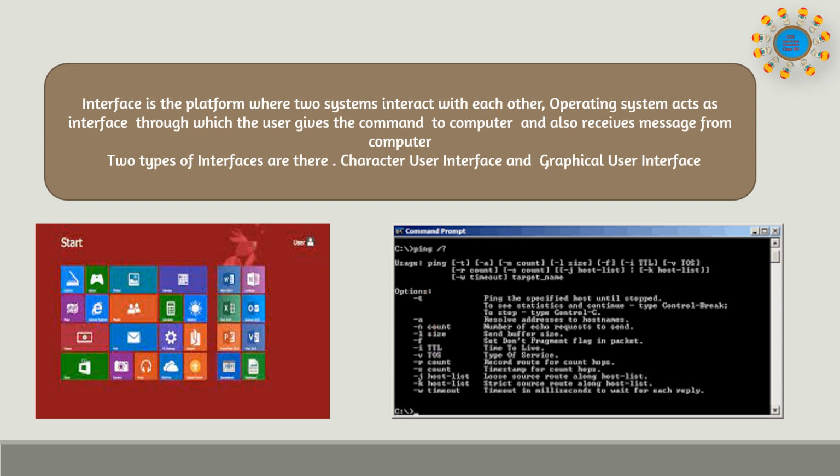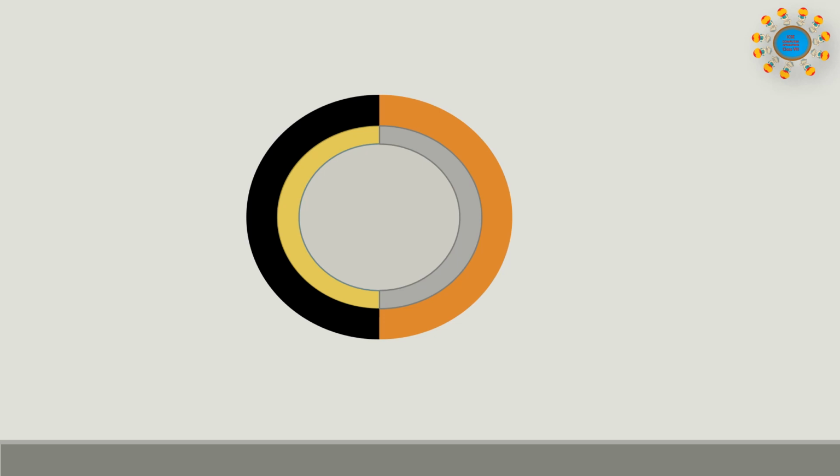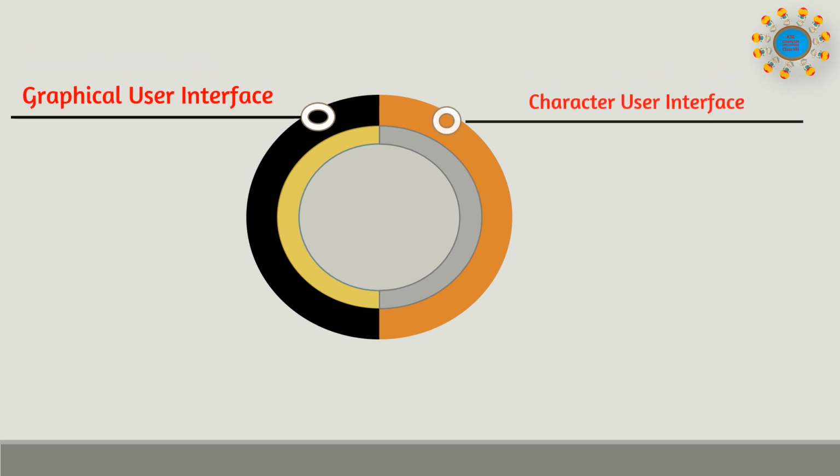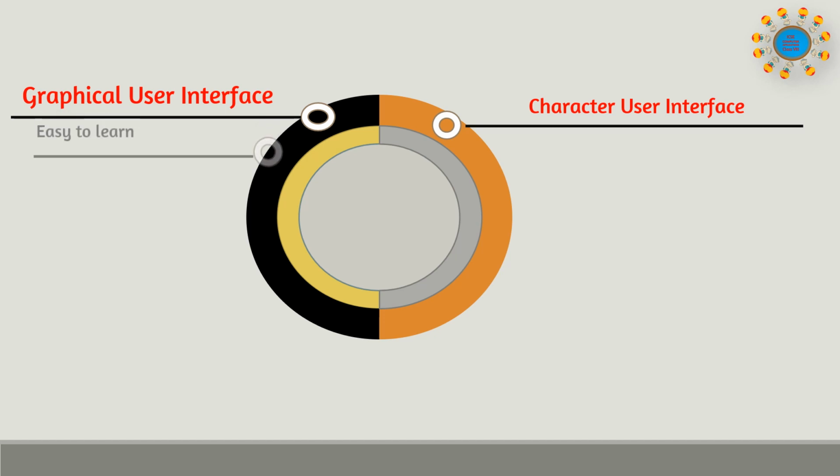Here we have to type each command, whatever command you want to do. MS-DOS is an example, and Unix. We have to type the commands, then only will it work. Now we can see the difference between graphical user interface and character user interface.